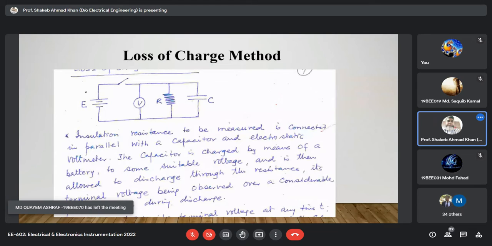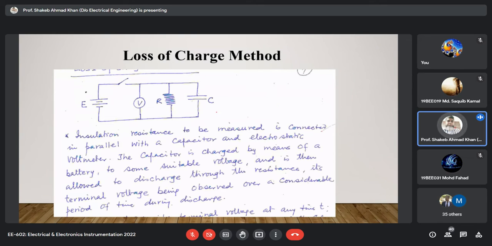Now the second method is the loss of charge method. Although this is a special method, it is not a modified version of any medium resistance measurement method, but it is an original method for measurement of high resistance or insulation resistance.